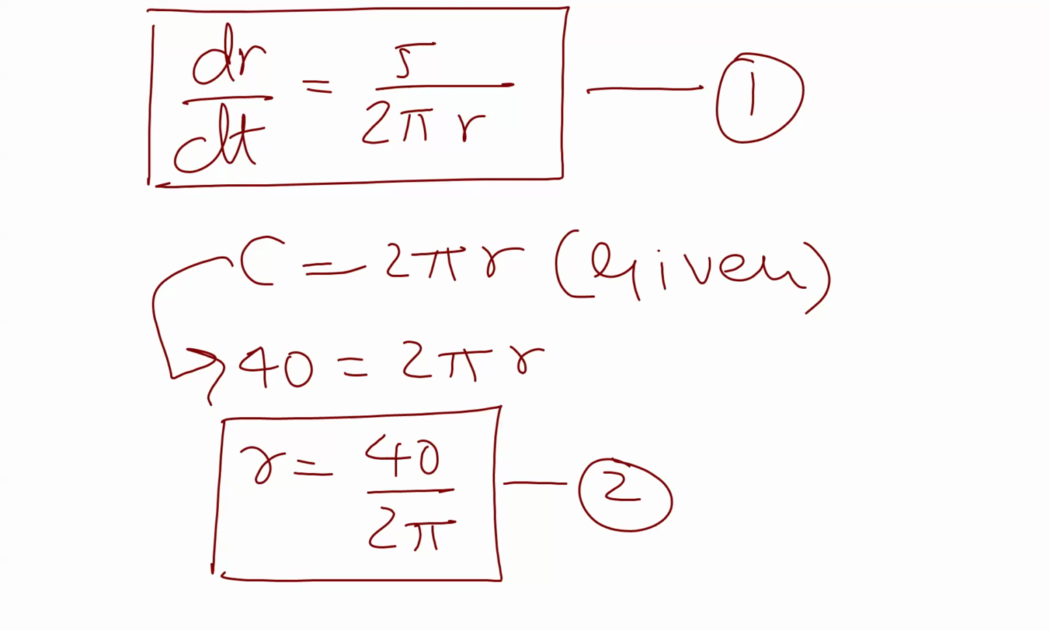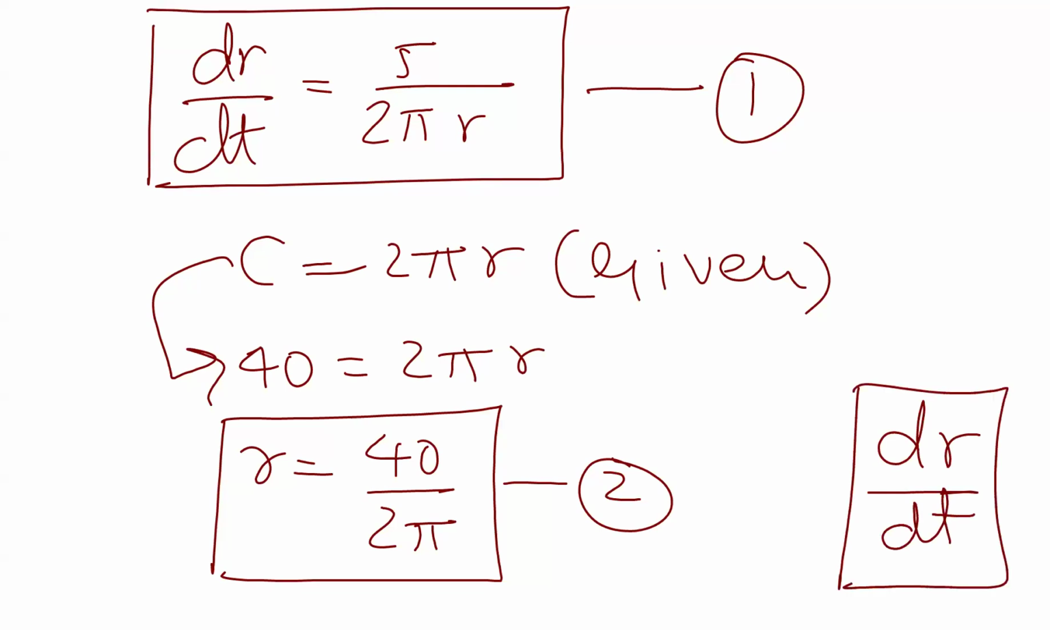Now they are asking you the rate at which the radius is increasing. So how the radius is changing, how the radius is increasing, this is what is asked. Now after this step, what I am going to do is put equation number 2 in equation number 1. Put the value of the radius which is in equation number 2, put it in 1.